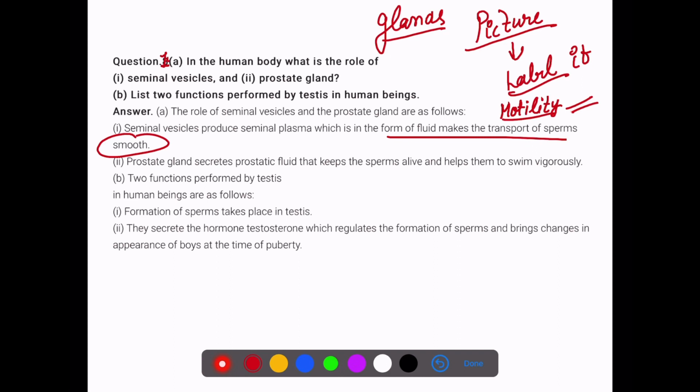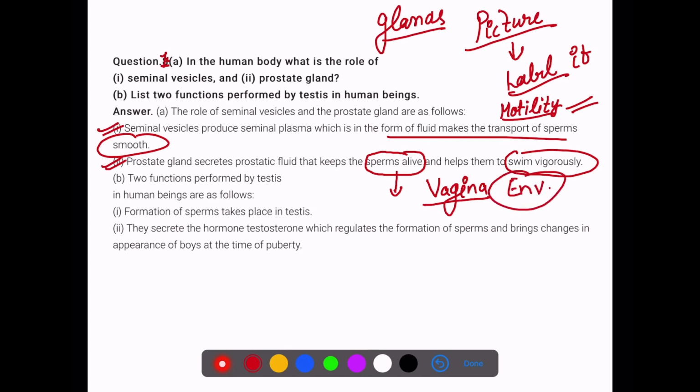The prostate gland keeps the sperms alive, and sperms move at a very high speed in a vigorous manner. That is why they have a tail, right? So the prostate gland secretes a fluid which keeps the sperm alive. Basically, because there are so many sperms and once they go into the vagina the whole environment changes, to survive in that environment, that nutrition and fluid is provided by the prostate gland.